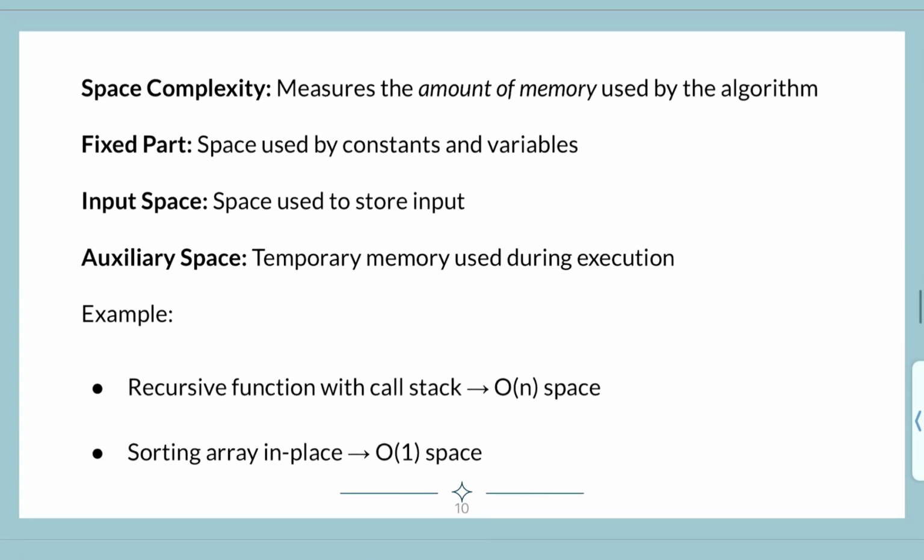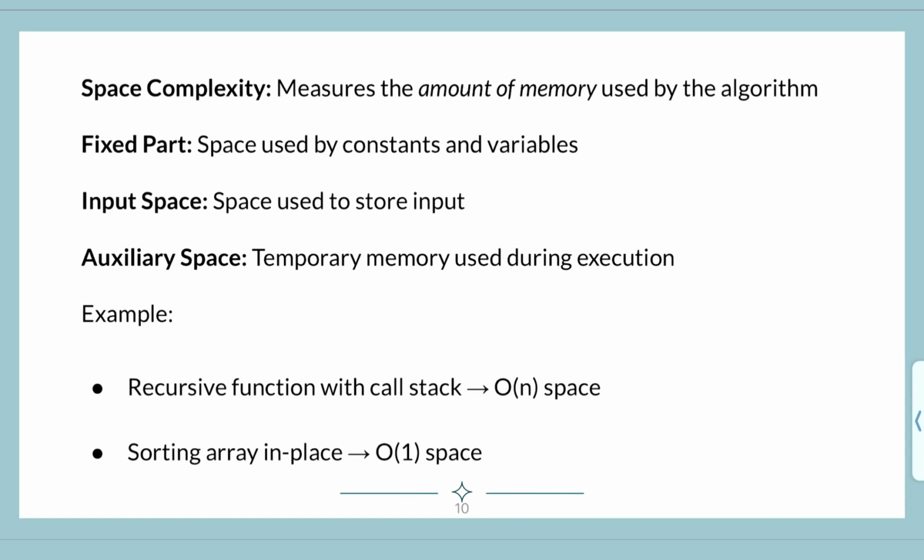Space complexity is the measure of the amount of memory used by an algorithm. Constants and variables, as you can obviously see, use a fixed amount of space, while the input space, that is the space that we call the variable space, would depend on the input. A smaller input would require smaller space, an input of say n variables would require a space of n, and so on, right?